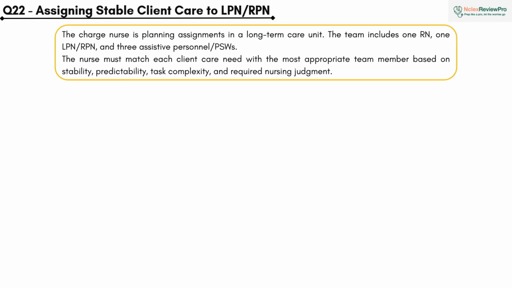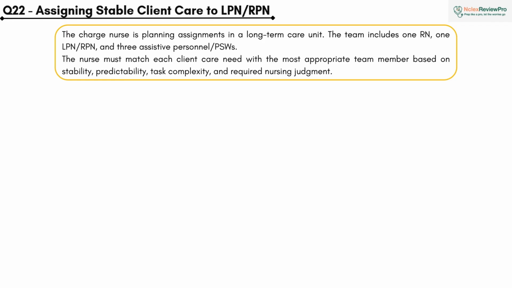Moving on, Question 22, Matrix Grid. Assigning stable client care to LPN or RPN. Clinical scenario. The charge nurse is planning assignments in a long-term care unit. The team includes 1 RN, 1 LPN or RPN, and 3 assistive personnel or PSWs.